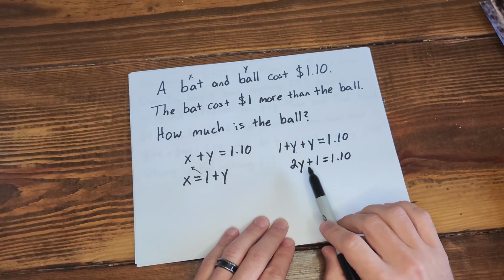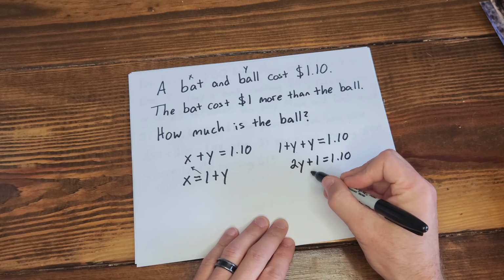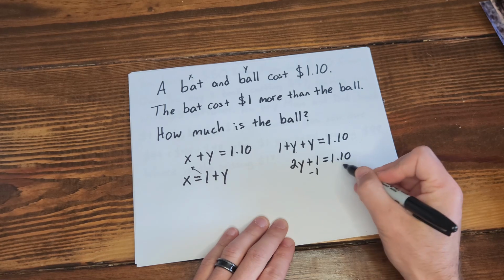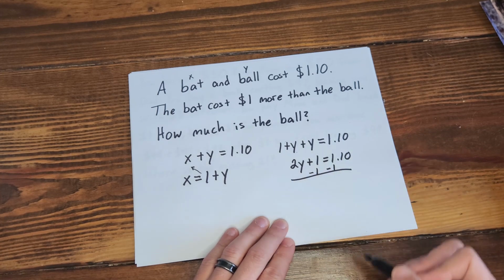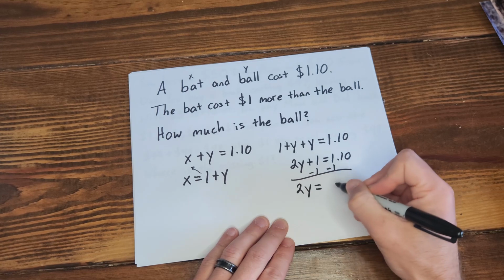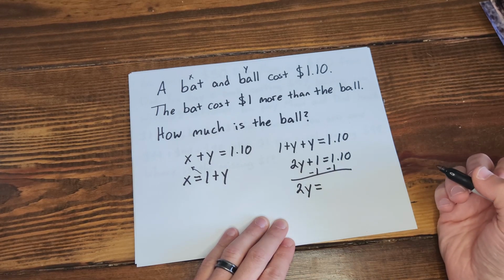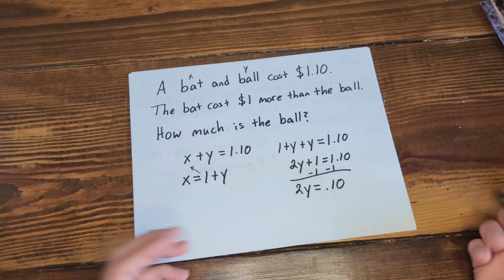So going over some algebra, getting rid of this 1 here, we're adding plus 1, which means we're going to do the inverse of that. Sorry, not the reciprocal, the inverse. Subtract 1. So now 2y equals $1.10 minus $1, which only leaves me with 10 cents.